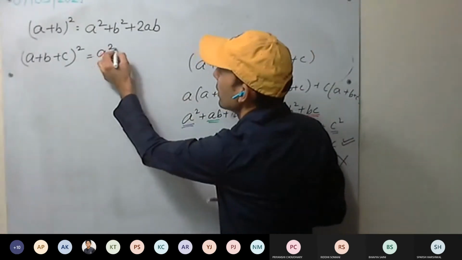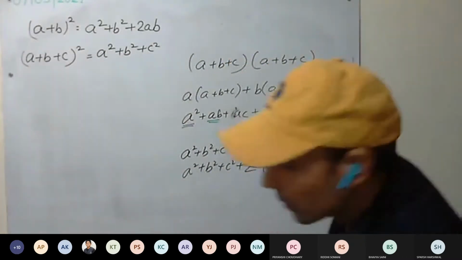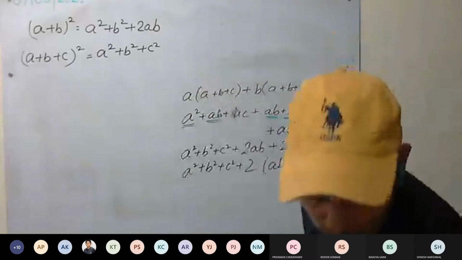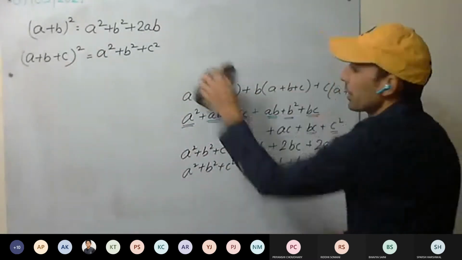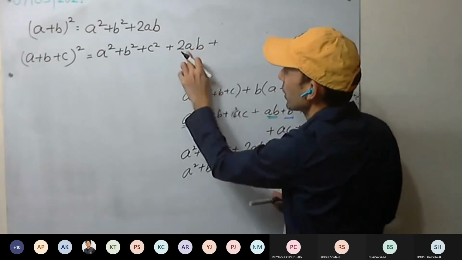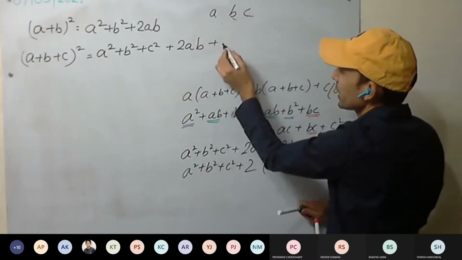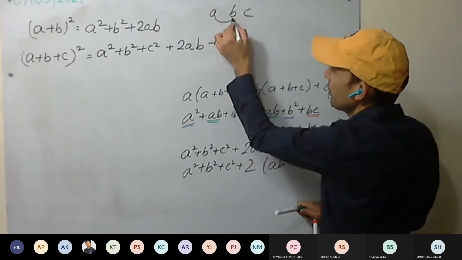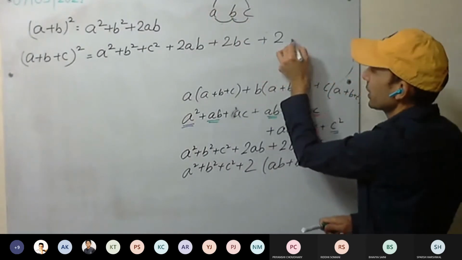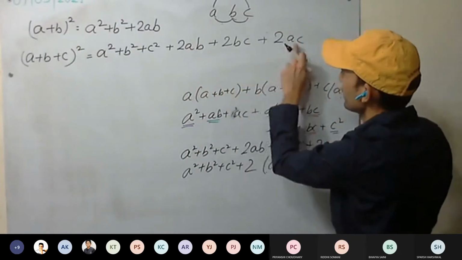And how to remember this one? There's one easy way. First square them all. We have squared them. Next, start one by one. So 2AB we have. A, B, C, AB we have written. Now write BC, 2BC. Now write CA, plus 2CA or 2AC. So one AB, BC, CA or AC.